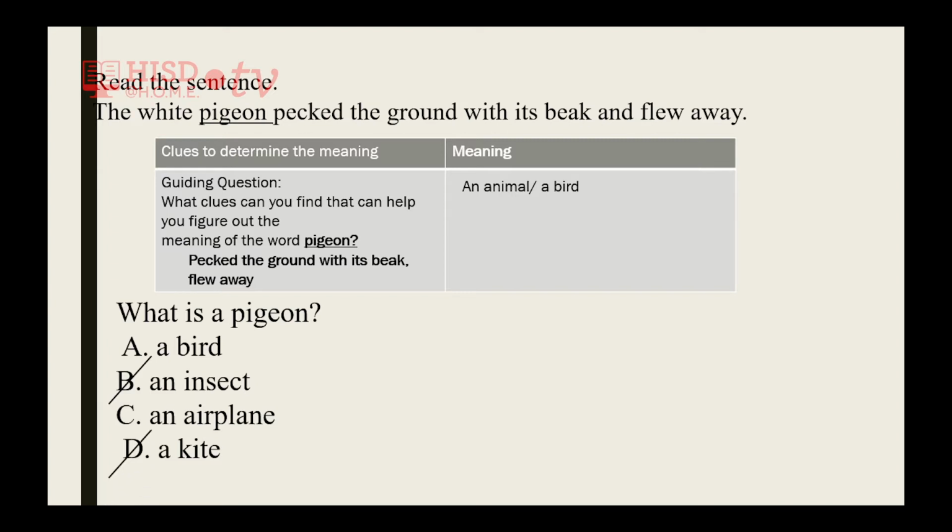And then D, a kite. A kite doesn't have a beak. A kite does fly, but it doesn't have a beak either. And so I have A, a bird, and C, an airplane. And the most obvious choice would, of course, be a bird, because a bird is the only one of these answer choices that has a beak.